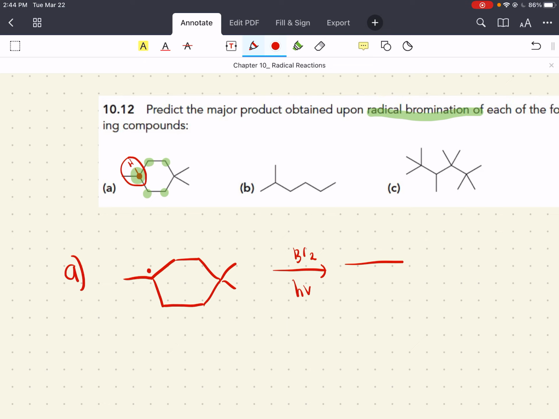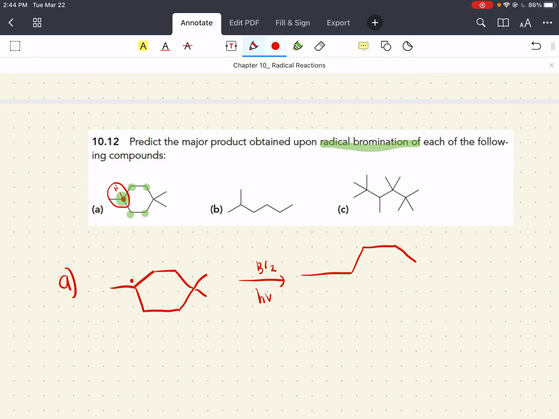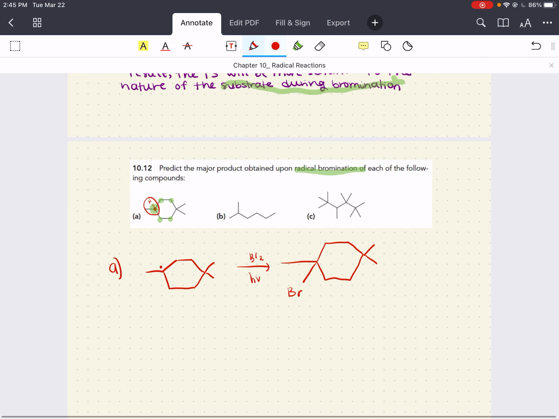That means that our more preferred product would be formed at that position, because remember, bromination is very sensitive to the nature of the substrate. And so our major product for this would be adding a bromine to that tertiary radical position that would happen after hydrogen abstraction. All right, let's do B.